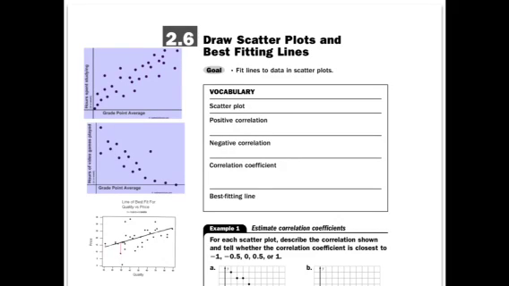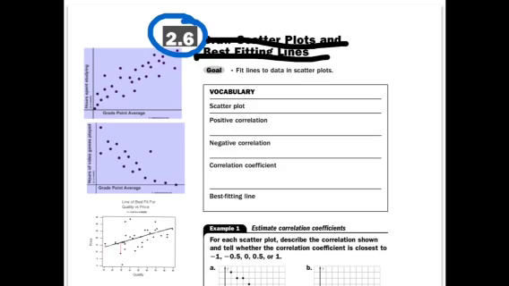Wow, this went fast, didn't it? This is the end of Chapter 2 right now, and all we got to do is get through this lesson about scatter plots, and we're going to be golden.